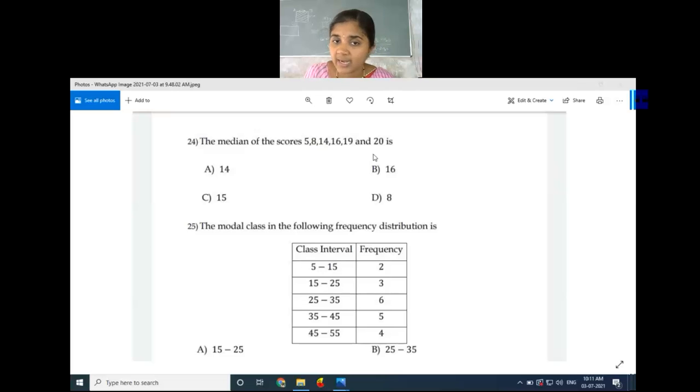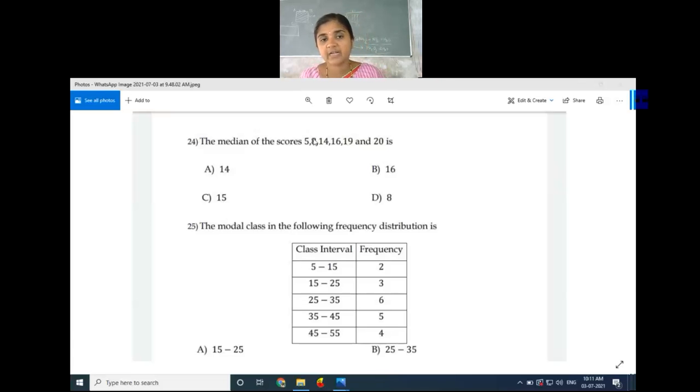So first we have to arrange the data properly. Here the data is already arranged: 5, 8, 14, 16, 19, 20. The data is in proper arrangement. Either in ascending or descending order we have to arrange. Then the n by 2 and n by 2 plus 1th observation divided by 2. In the numerator we take the n by 2 observation plus the n by 2 plus 1th observation, then divide by 2.